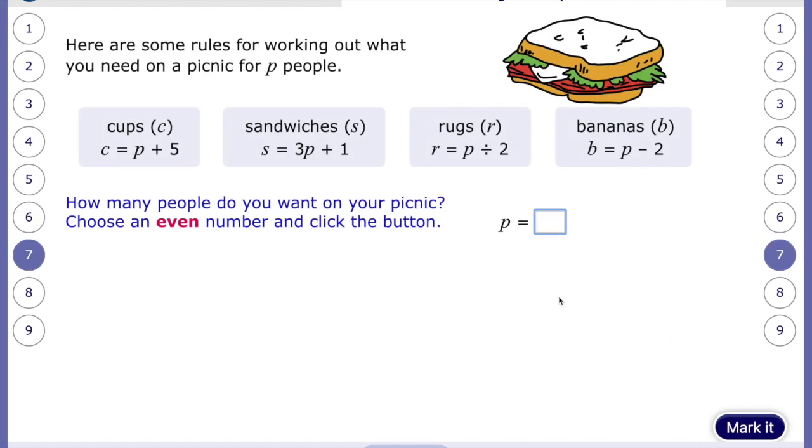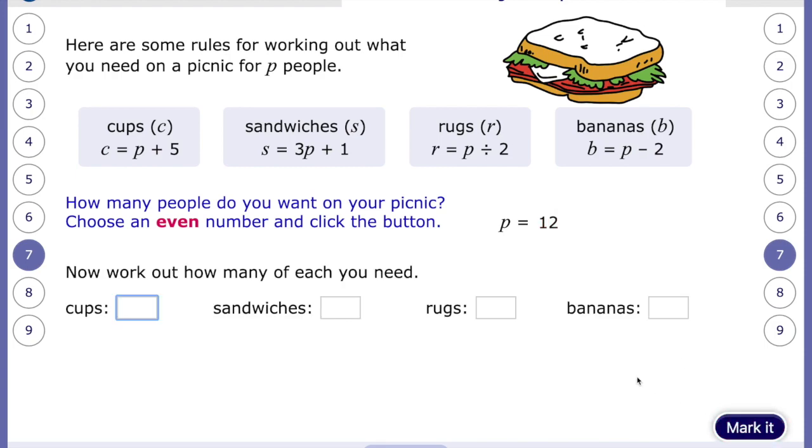So here are some rules for working out what you need on a picnic. We can see rules for cups, sandwiches, rugs and bananas. How many people do you want on your picnic? Choose an even number and click the button. So I'm going to say we're going to have 12 people on our picnic. Now what you need to do is pause the video and use the formulas above to work out how many cups, sandwiches, rugs and bananas you need. Pause the video now.